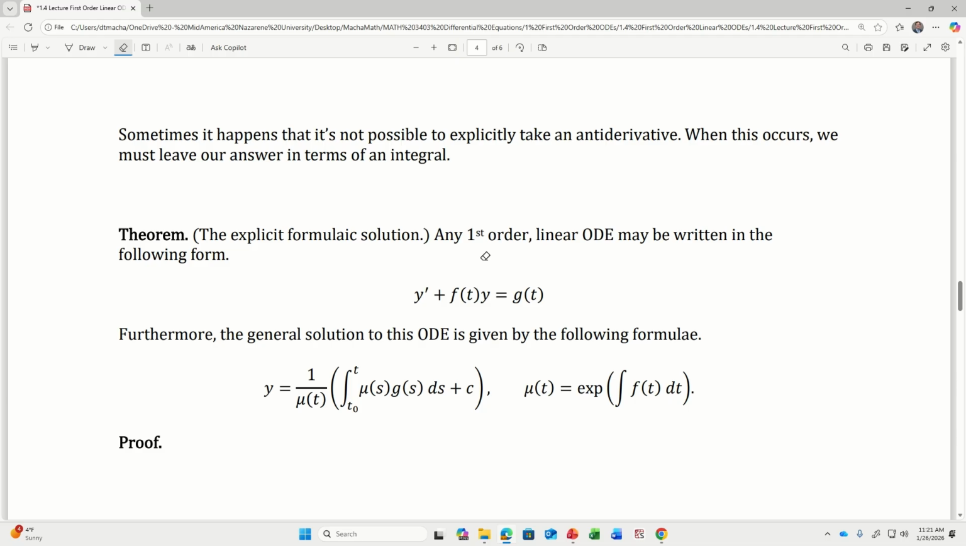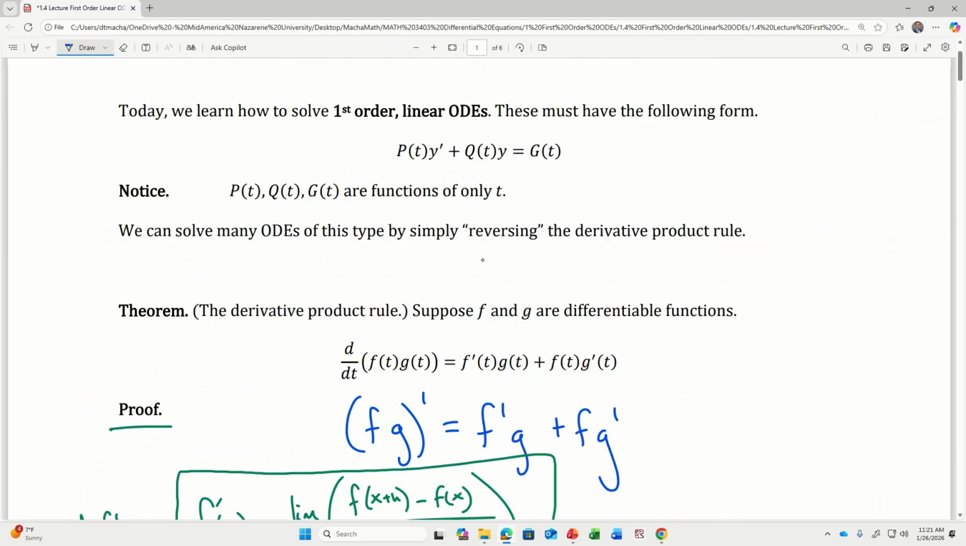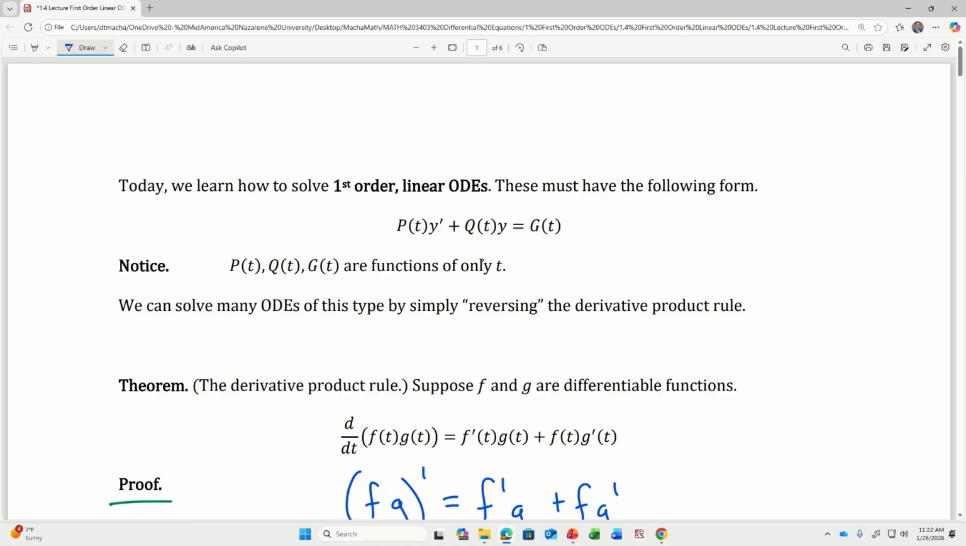happens that it's not possible to explicitly take an antiderivative. And so we'll talk really quickly about the explicit formula that you can use to solve these and where we get it from. Because consider this. I've got some first order linear ODE. And every first order linear ODE has to look like some function of t times y prime plus some function of t times y equals some function of t.